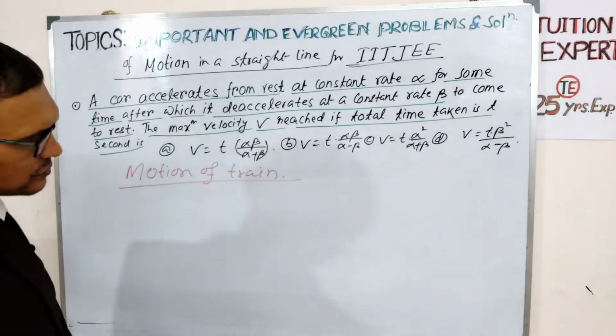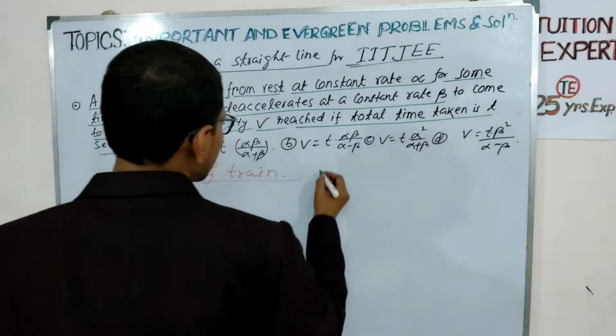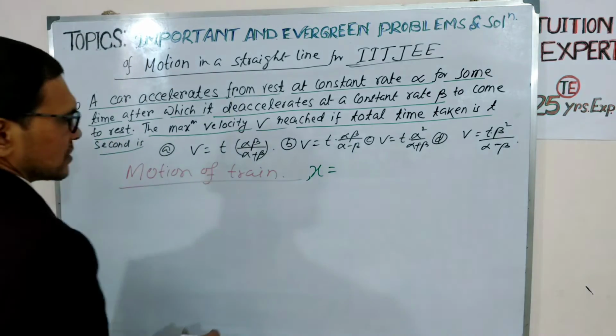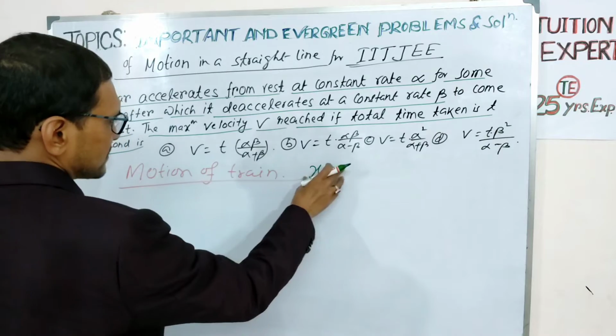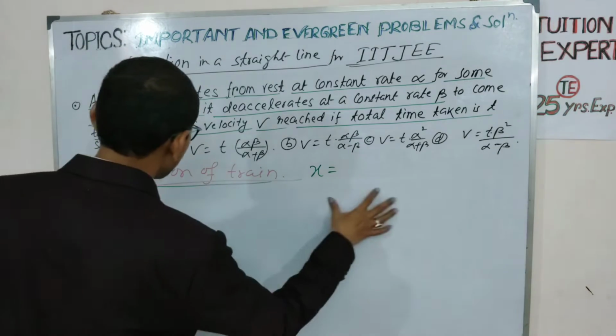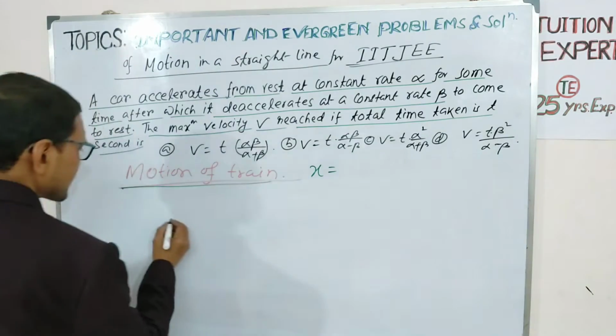And also sometimes in some problems the distance travelled is asked. Students are asked to find the distance travelled. How to solve the motion of the train? Now, a straight line.